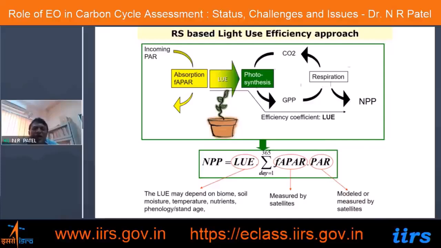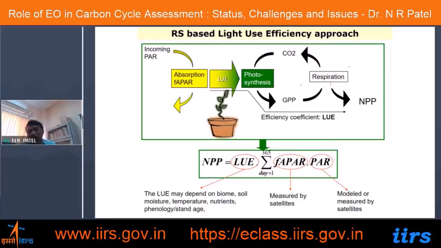So here, the light use efficiency parameter can be determined from this flux tower network for different ecosystems, and PAR you can get from meteorological satellites like geostationary satellites. FPAR you can get from remote sensing satellites. With those, we can finally model net primary productivity.